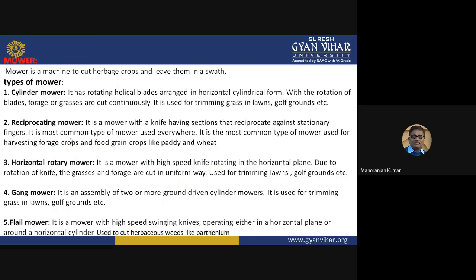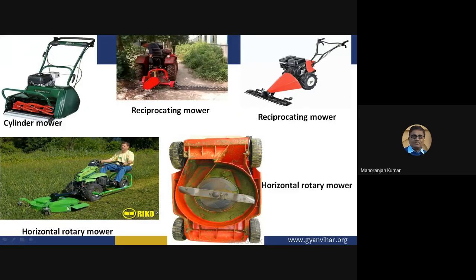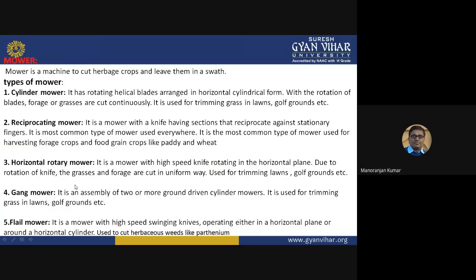The third type of mower is the horizontal rotary mower. This is the horizontal rotary mower. It is a mower with a high speed knife rotating in the horizontal plane. Due to rotation of the knife, the grasses and forage are cut in a uniform way. This type of mower is used for trimming lawns, golf grounds, etc.